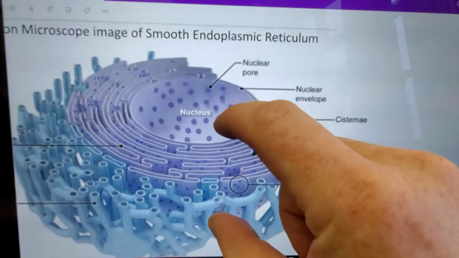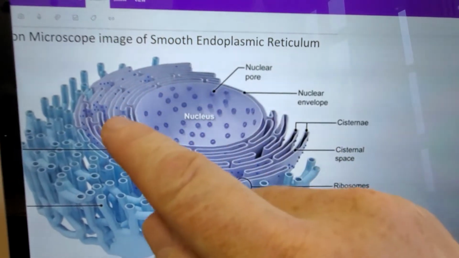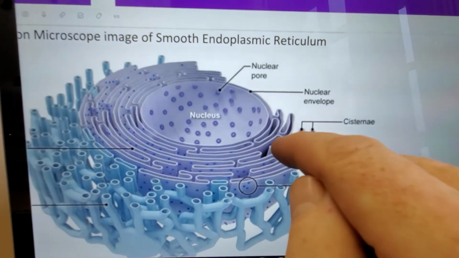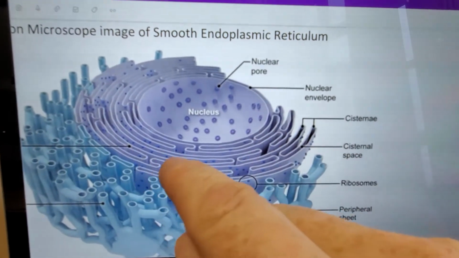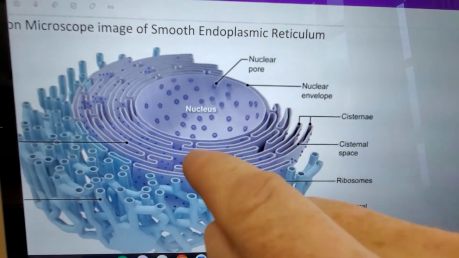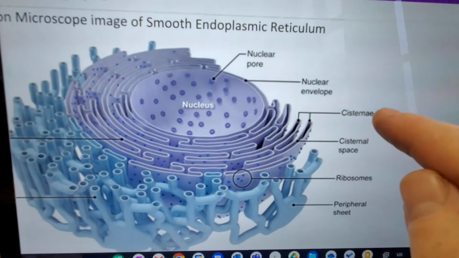So this is an overview again, and this is the area of the rough endoplasmic reticulum. It's full of ribosomes. That membrane is dotted with ribosomes. And look, they're all interconnected. The spaces inside are called cisterns. These are all interconnected, and those spaces inside are called cisternae.